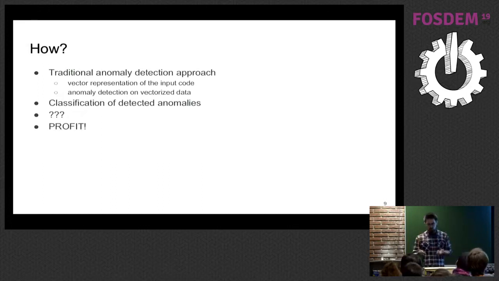So moving on to how. There's data science and there's anomaly detection techniques. We could use a standard task of anomaly detection on vectorized data. And then when we get some anomalies, we should somehow classify them according to the type. And that's another challenging task.